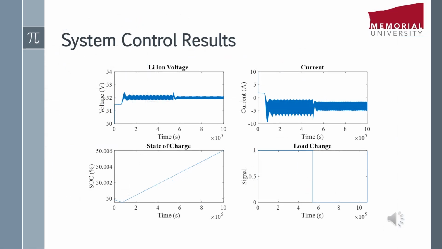In these results, we are presenting the lithium ion voltages, currents, state of charge, and then the load change. So we can see that for the change in load, the lithium ion voltage was at 52 volts. As soon as we changed the load, the controller made sure that the constant voltage, which was 52 volts, was maintained within a short period of time. The same applies with the current. And now we can see that the state of charge is not being affected because of the robust control. So the state of charge is constantly increasing independent of the load change.